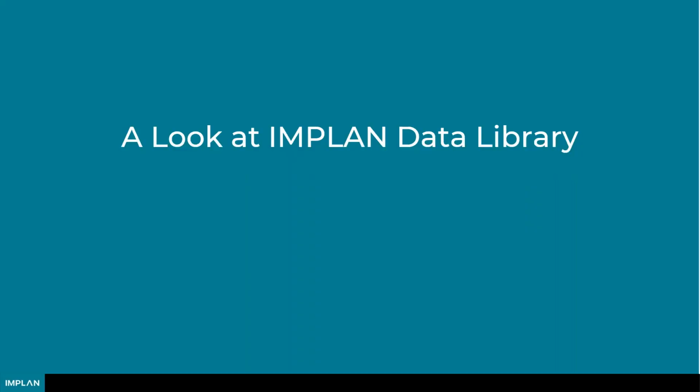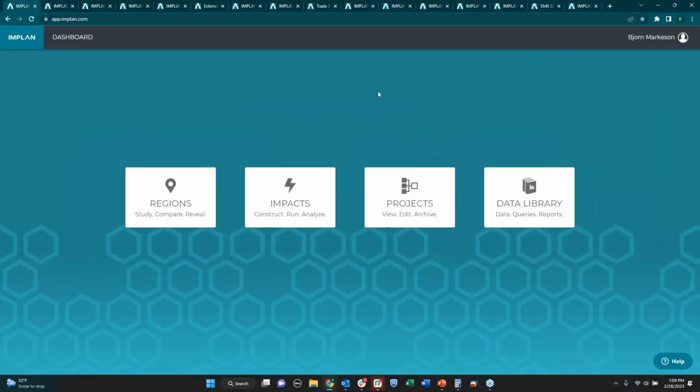So with that, let's take a look at IMPLAN Data Library. When you log into IMPLAN and you get to your IMPLAN dashboard, as you can see here, you have 4 options: regions, impacts, projects, and data library. Those first 3 are all associated with the input-output tool for IMPLAN. This 4th tab is data library, and when it's available, it brings up access to the IMPLAN data library. So what I've done is I've preset a number of items that we're going to walk through today.